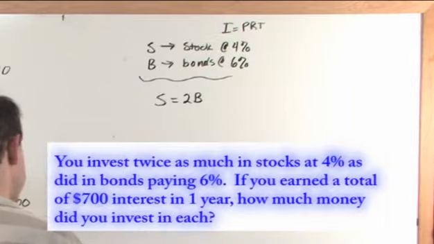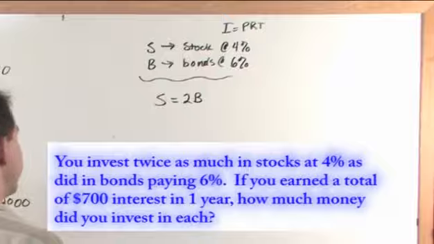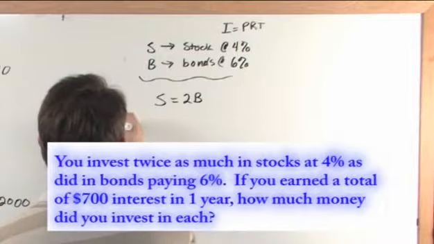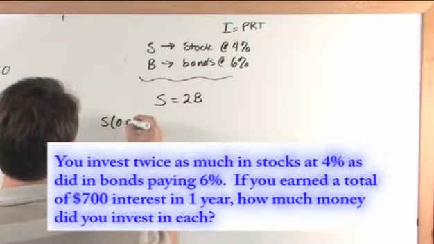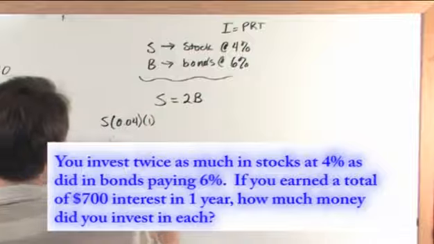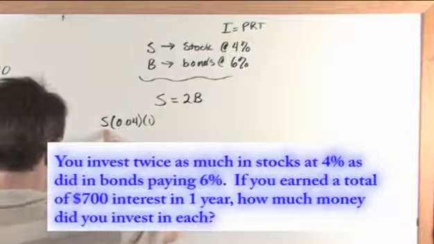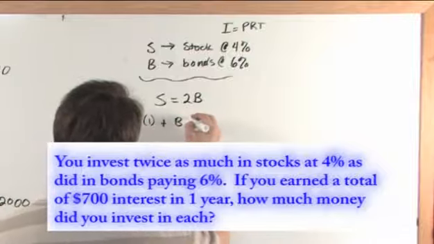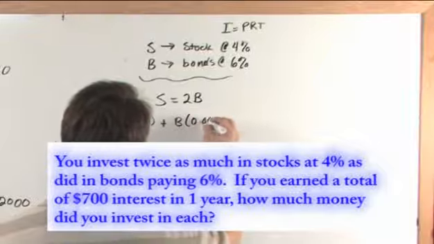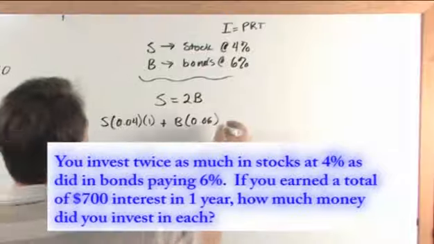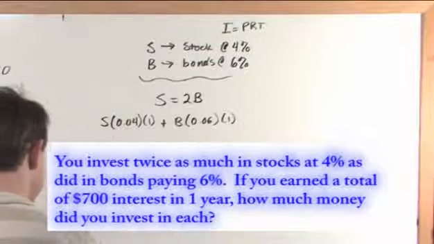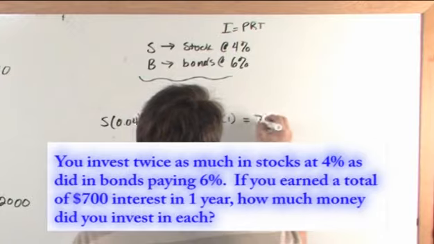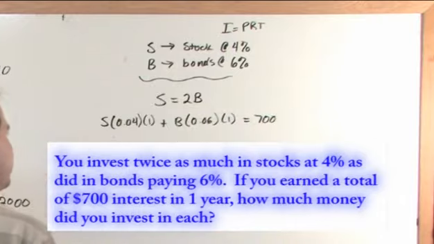And then the second one is just a straight up interest calculation saying that you earn $700 in interest in the year. So let's go ahead and bang through that. However many dollars that I invest in stocks times the interest rate, which is 0.04, times the 1 year, that's how much interest I earn in stocks, plus how many dollars in bonds times 0.06, which is the interest rate in account B, times the same amount of time. That's equal to 700. $700 is how much interest I earn.